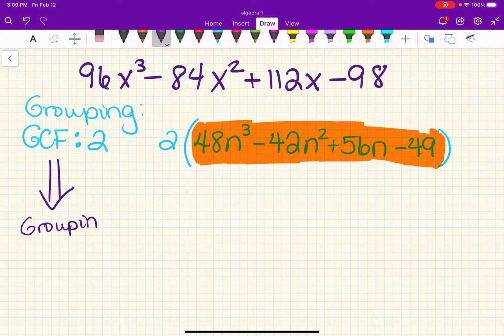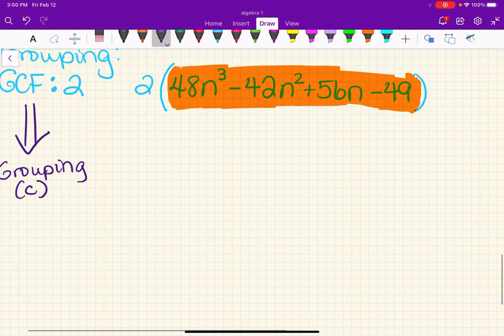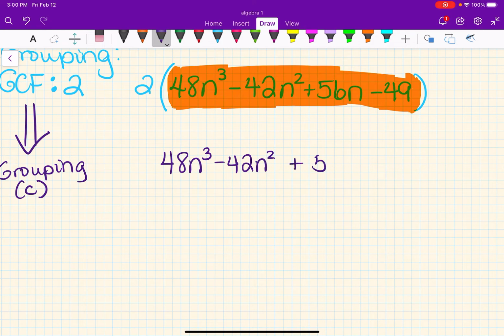part C. So that's always nice. I get people that are like, oh man, I don't know what to do with this. These are the nice ones. Someone did part of the problem for you. You don't have to do the magic X. It's already been done for you. So I'm going to rewrite this so we can regroup it. 48n to the third minus 42n squared plus 56n minus 49.